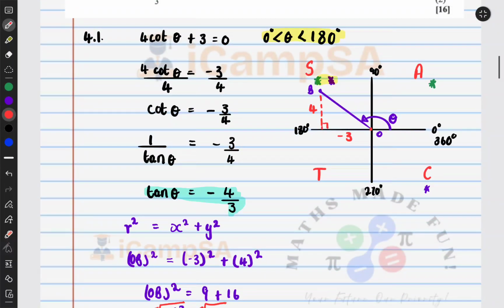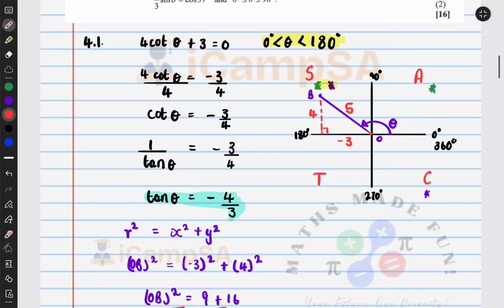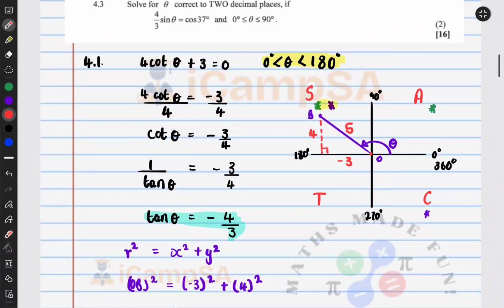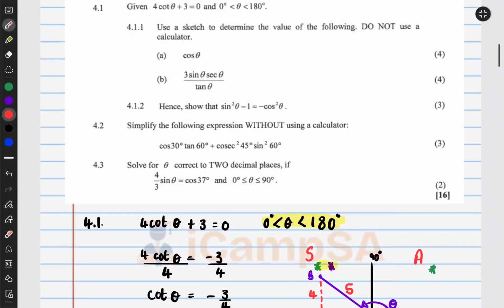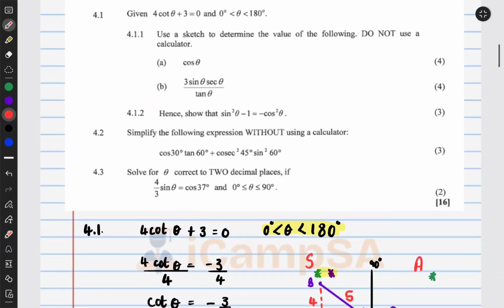That will be our OP here, 5 units. Okay, now we have simplified and we have come to understand where our terminal arm will be located, and we have all the sides of the right angle triangle that you see there. And then we can come here, use a sketch to determine the value of the following. Do not use a calculator. Of cos theta.